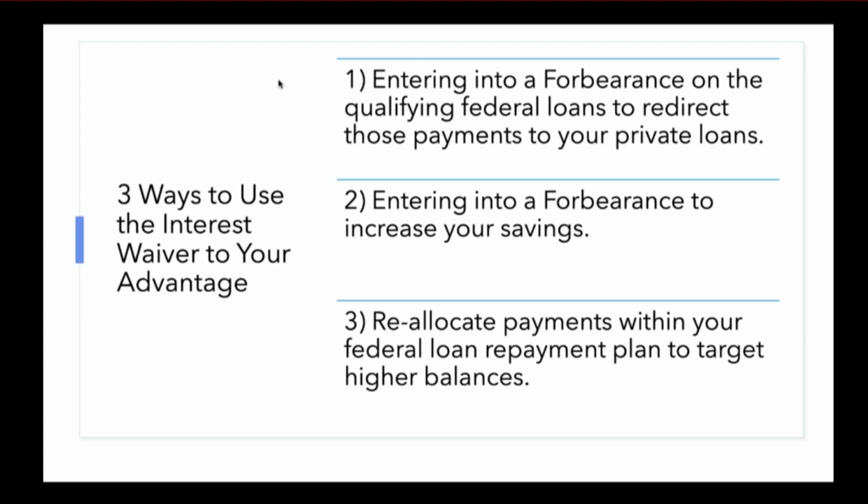But the third one that you can use right now, and again, I encourage you, if you want to do these methods, reach out to us. We'll be happy to help, or someone who's well versed and can understand student loans and their websites. But you can reallocate the payments within your federal loan repayment plan to target higher balances. Now, by doing this, remember, we're getting a dollar for dollar payment to principal. So if you allocate those dollars differently to target higher balances, when this waiver's over, you'll save yourself a decent amount of scheduled interest down the road.